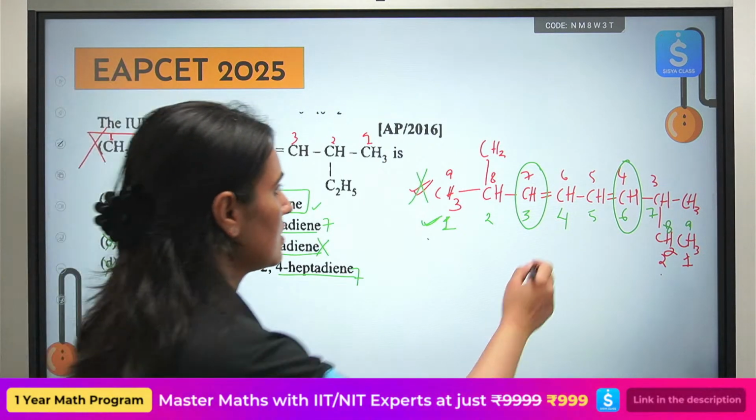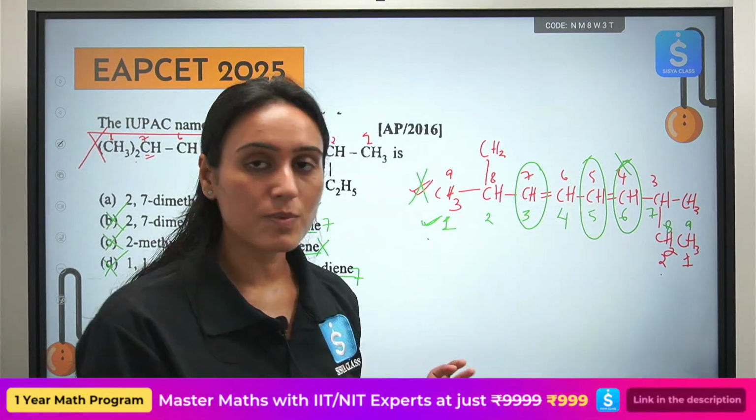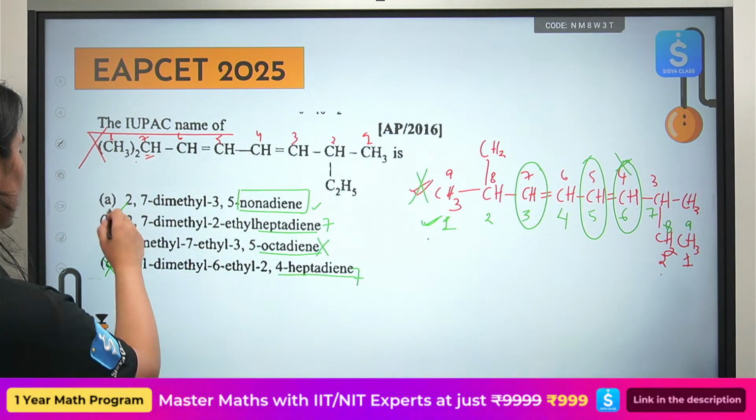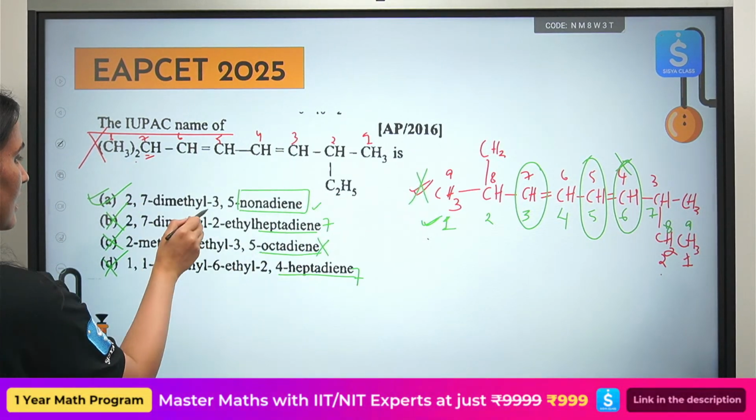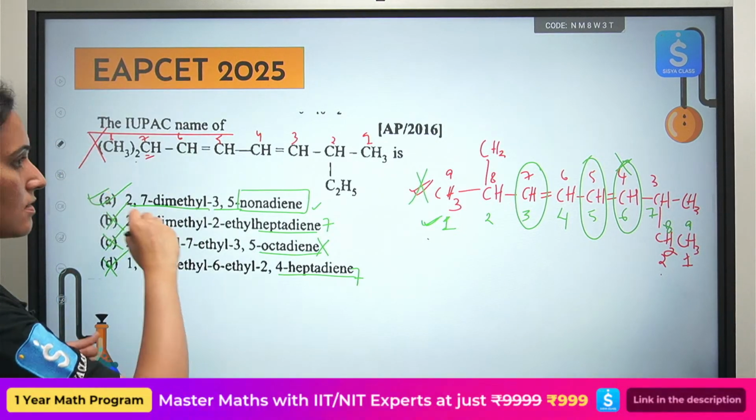Okay, sorry. Third and fifth. I'm so sorry. Yes, I have multiple bonds at third and fifth position. We have to select the fourth carbon atom. Okay, so this one is correct, right? 2,7 dimethyl 3,5 nonadiene. This will be our correct answer.